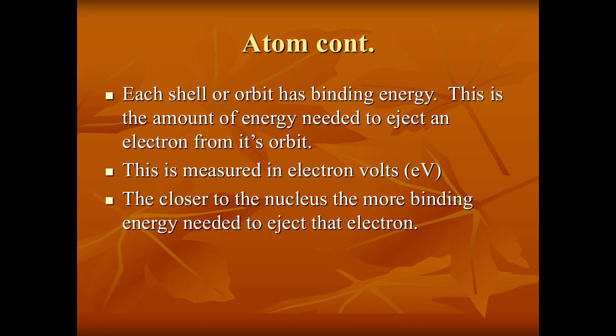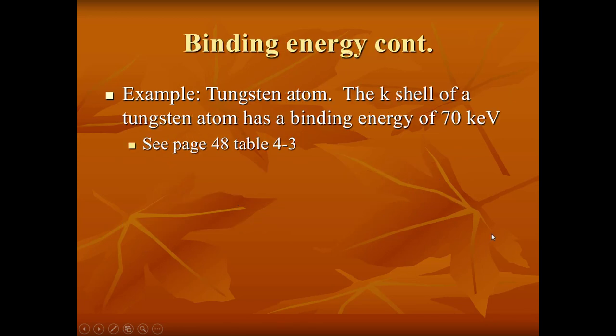So your K shell is going to be a stronger bond than your L shell would be. So the closer to the nucleus, the more binding energy that's going to be needed to eject that electron. So your tungsten atom had a K shell of 70 kiloelectron volts. And in your book they actually have a breakdown of that.